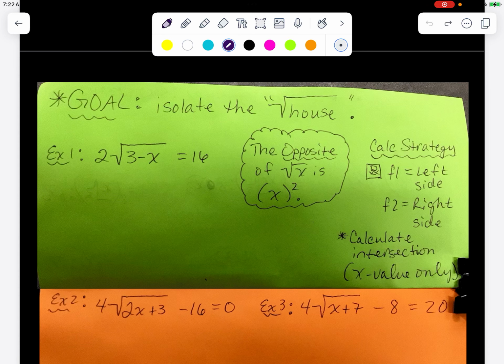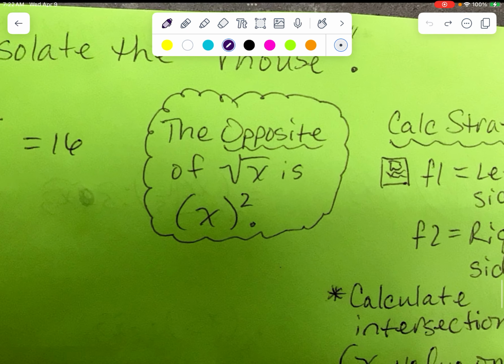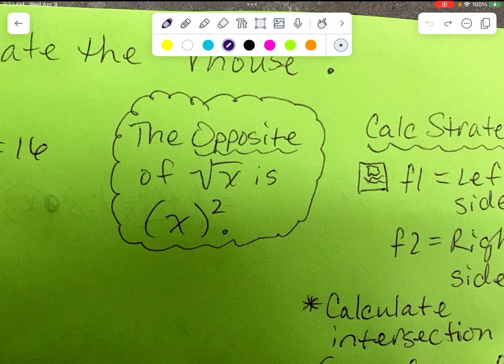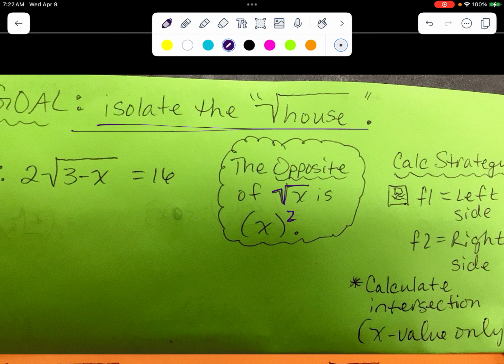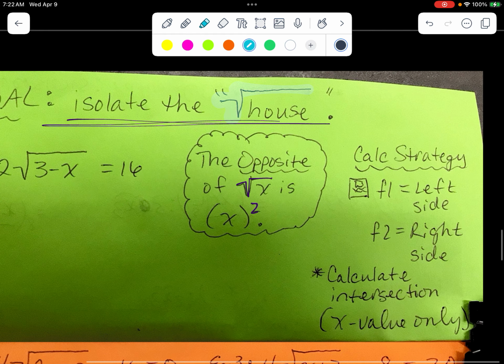All right, in this video, I'm going to show you guys how to solve square root equations, or equations that have radicals. All of our examples today are going to be square roots, and so if you look right here in our notes, the opposite of taking the square root is going to be squaring, or to the second power. And our goal is to isolate the house. When I talk about isolating the house, I'm talking about isolating the radical. And of course, we have our calculator strategy.